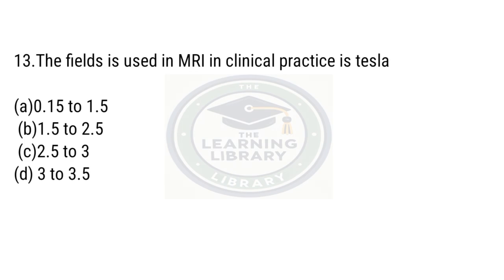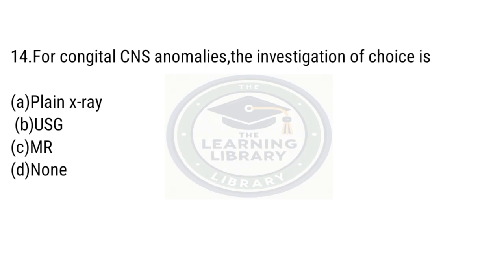Question number 13. The field strength used in MRI in clinical practice is Tesla. The right answer is option A, 0.15 to 1.5. Question number 14. For congenital CNS anomalies, the investigation of choice is. The right answer is option C, MR.